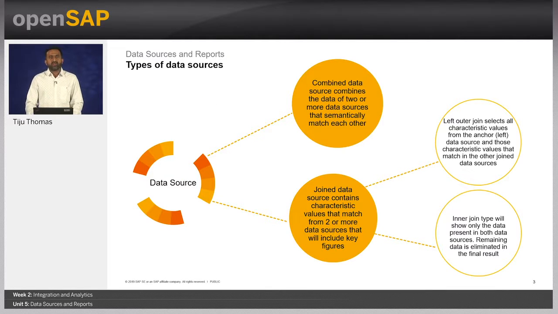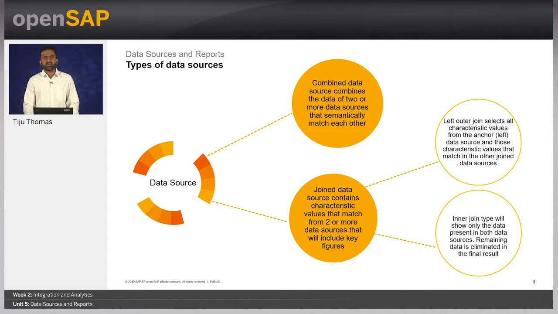Now, we have different types of data sources. Data sources can be broadly classified into two: combined data source and joint data source. A combined data source combines the data of two or more data sources that semantically match each other. As a result, it will pull out all the data of involved data sources.